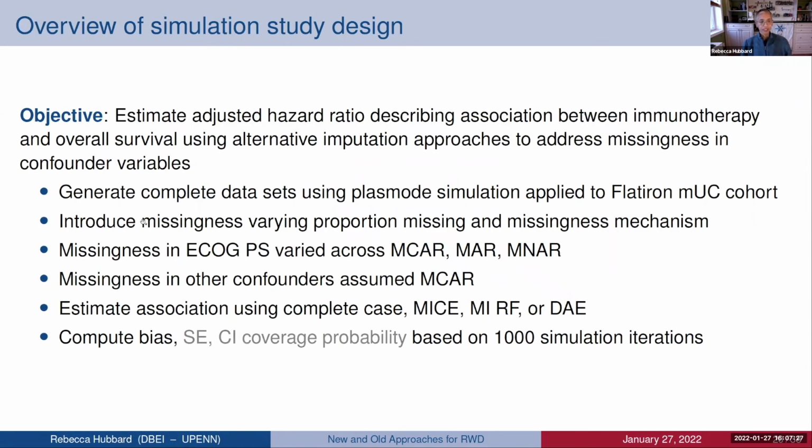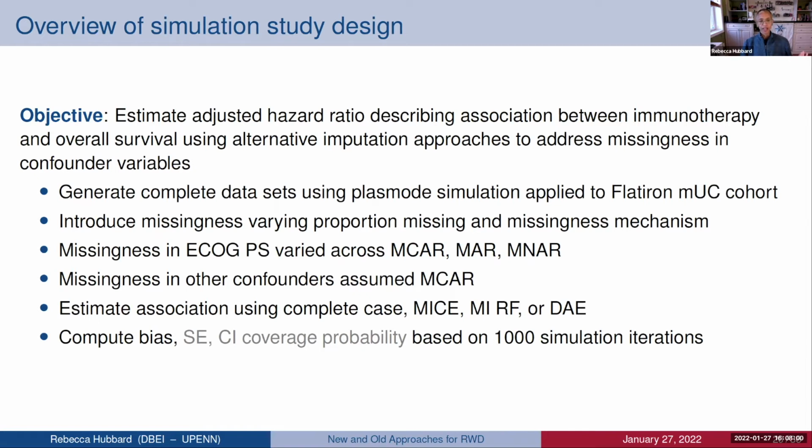So for this first investigation, what we're going to do is simulate the data in the way that I've just described. We're then going to fit a Cox proportional hazards model that includes adjustment for all of the covariates that we were interested in, including our key confounder ECOG performance status and our primary exposure of immunotherapy. We're going to compare multiple imputation using the standard mice approach, multiple imputation with random forests, or denoising autoencoders.